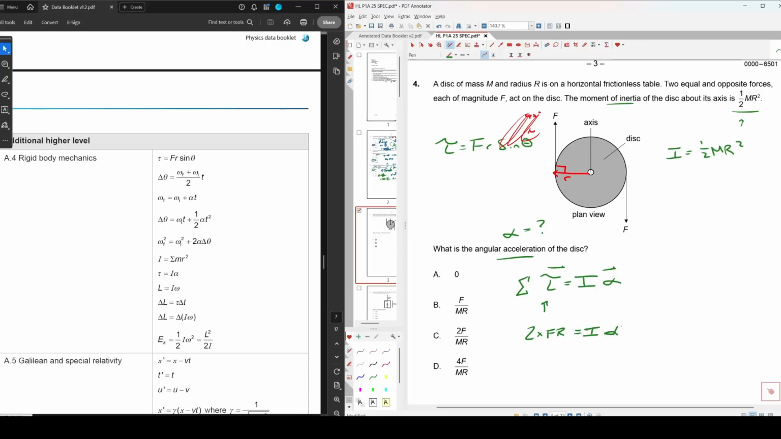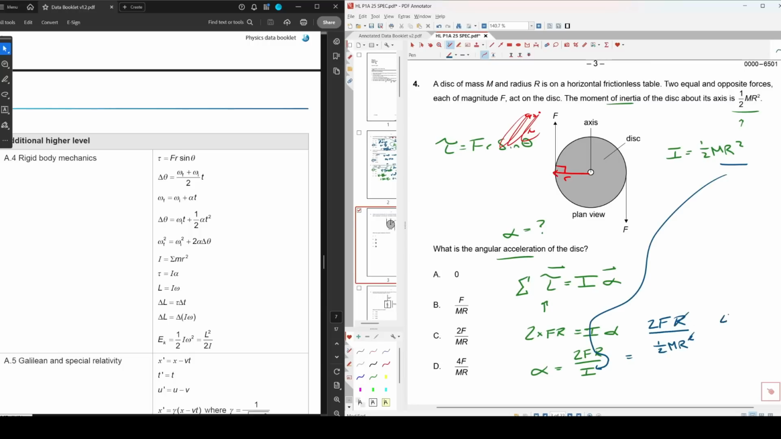That's I alpha. I want alpha, so I'm just going to divide both sides of this by the moment of inertia. I'm going to then take my moment of inertia equation and put it in there. So whole big mess for a second, 2FR over 1/2 mr squared. Let's try to not mess up fractions.